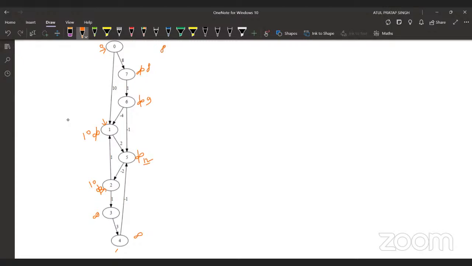And the second time we will check again. If we see 0 to 1, the value is now 10, which is also 10, so there is no update. Now 0 to 7, so 8. There is no update. Now we are checking from 1. Same thing, there is no update from 1. Now we'll be checking from 2.